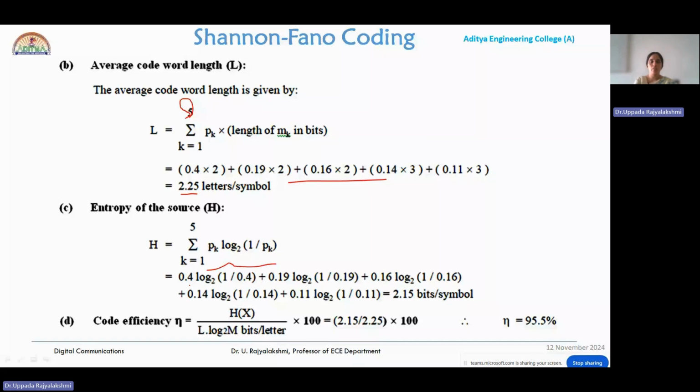But the expression for code efficiency is H(X) by average length L bar into log m base 2, where m is the partitioning value. In our example, we have partitioned each set into 2 subsets, so m is 2. Log 2 base 2 is 1. So directly H(X) by average length, that is, entropy 2.15 by average length 2.25, we obtained efficiency as 95.5%. In the same manner, you can proceed with different examples.